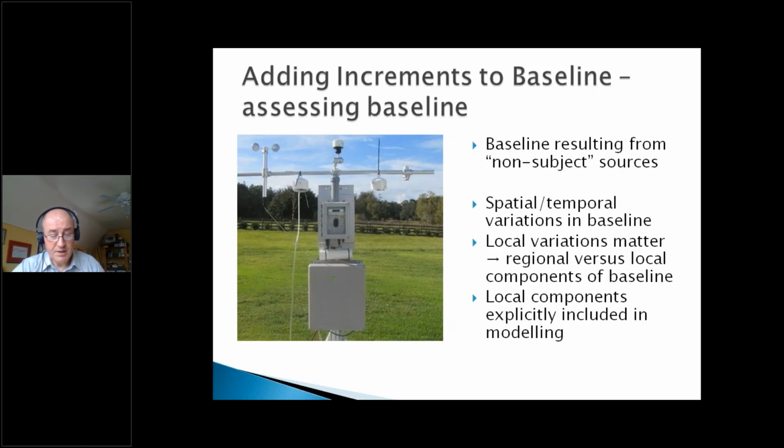Baseline air quality is the air quality level for each contaminant of potential concern that exists before the introduction of the new subject source. Baseline air quality levels, of course, then result from non-subject sources in the area around the facility. Baseline air quality levels can be measured at chosen receptors, but again, you need enough data for statistical validity.